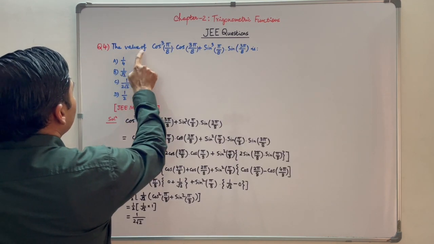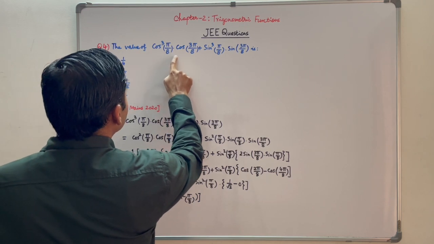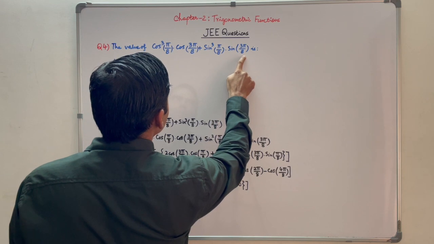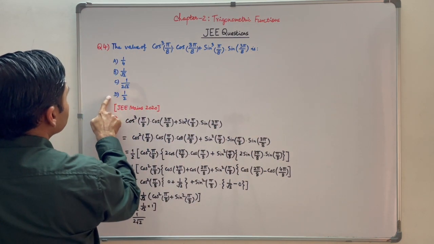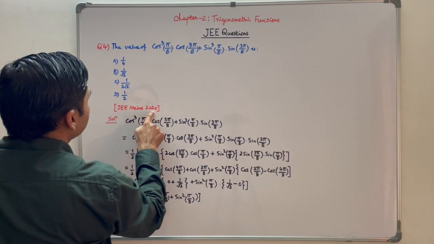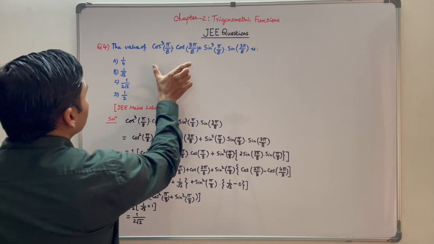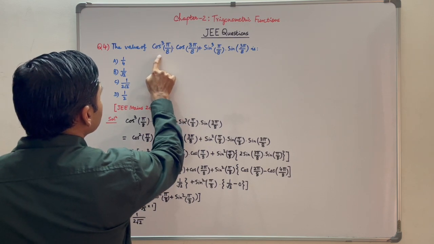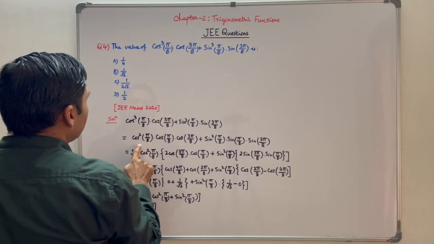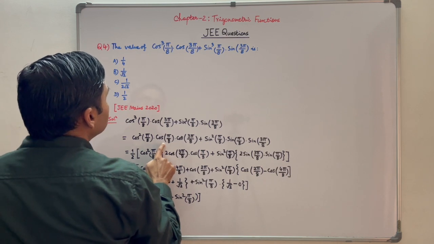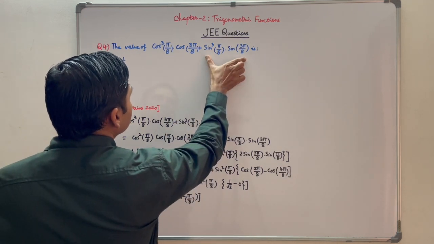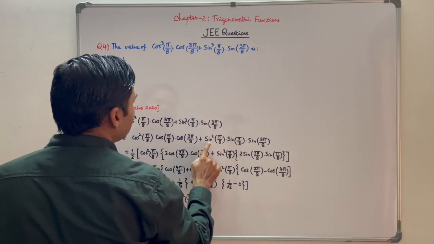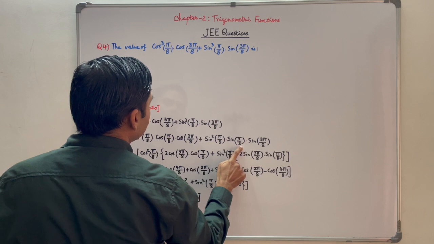Fourth question, the value of cos cube pi by 8 into cos 3 pi by 8 plus sin cube pi by 8 into sin 3 pi by 8 is. These are the options given. This question appeared in JEE Mains 2020. First term can be written as 2 cos A cos B if we split cos cube pi by 8 as cos square pi by 8 into cos pi by 8. Similarly, second term can be written as 2 sin A sin B if we split sin cube pi by 8 as sin square pi by 8 into sin pi by 8.